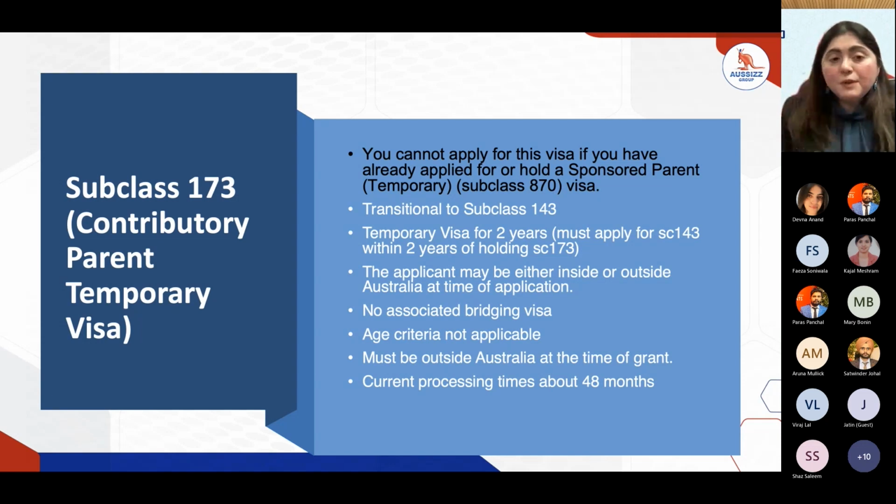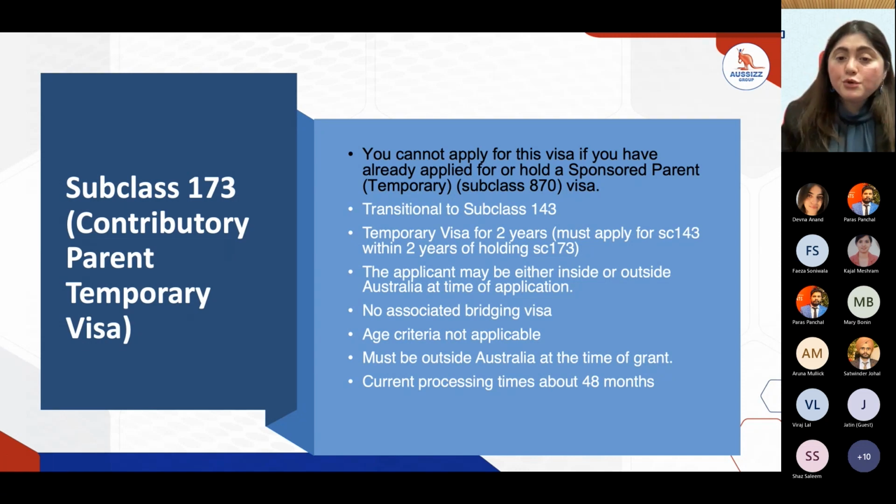Now, because the word says temporary, the question arises: how can you apply for a permanent visa if you're holding a temporary visa? So if you're holding a 173 temporary visa, you can transition into a 143. For example, let's say your mother comes here on a 173 visa. After 2 years of holding the 173 visa, you can apply for a 143, but you have to do it within 2 years of holding the 173 visa. The applicant may be in or outside Australia at the time of application.